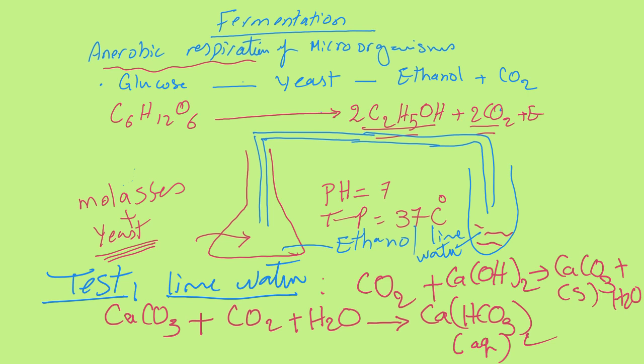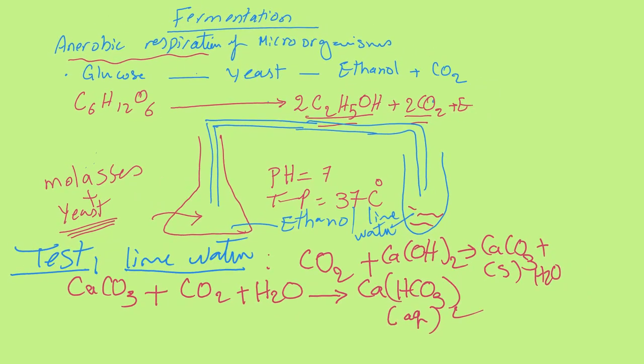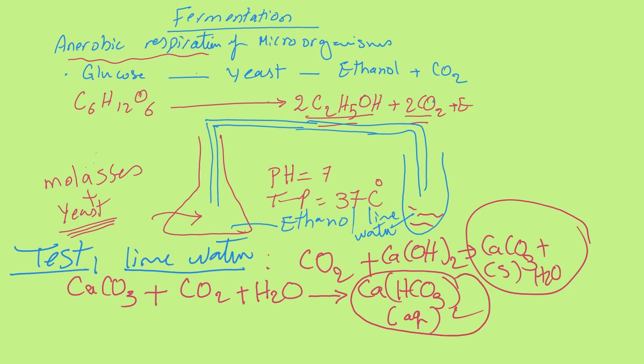Calcium hydrogen carbonate is soluble, it's aqueous, so the precipitate will disappear. Sometimes you are asked in the exam why lime water becomes milky only for a short time. Because calcium carbonate is insoluble, it makes the lime water milky. But for a long time, calcium hydrogen carbonate will be formed, which is aqueous, meaning soluble in water. So the white precipitate will disappear. When I say insoluble, I mean a white precipitate will be formed, but this one is colorless.